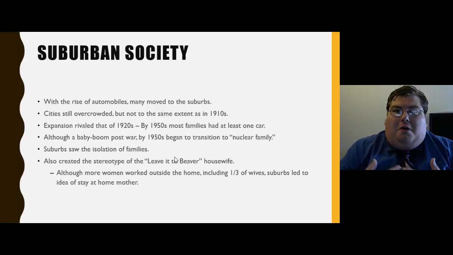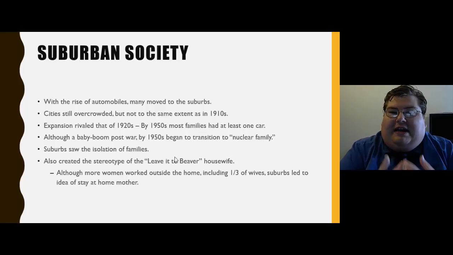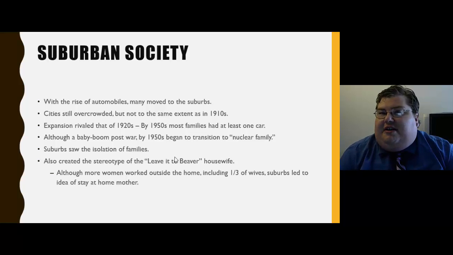How about you? Now it's just you and your family. We're getting away from this idea of it takes a village to raise a child.